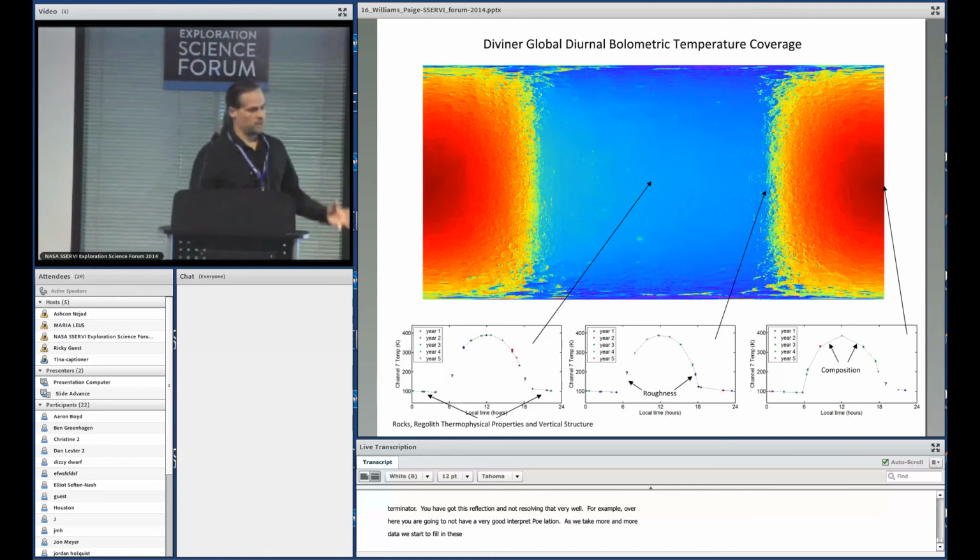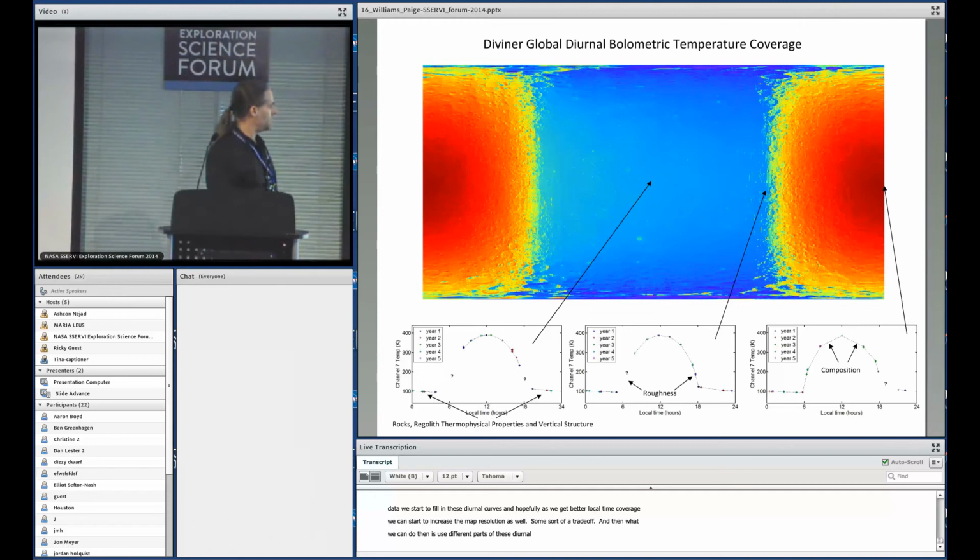And hopefully, as we get better local time coverage, we can start to actually increase the map resolution as well. So it's sort of a trade-off. And then what we can do is use different parts of these diurnal curves to do science.